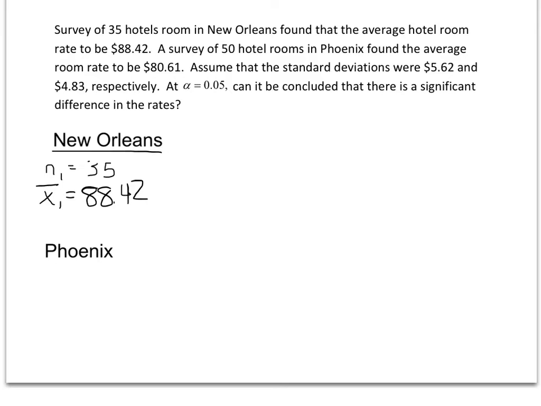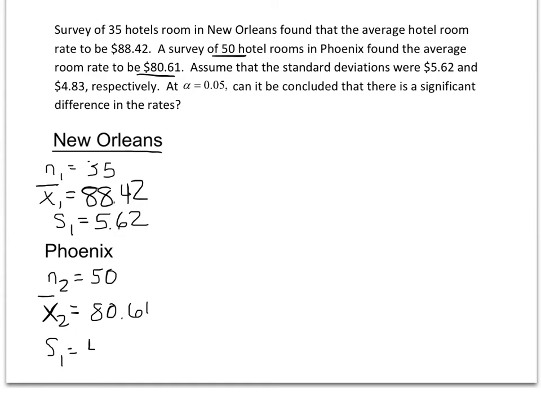We go by Phoenix. 50 hotel rooms, average of 80.61. Just marking down what I know. Standard deviations. It says $5.62 and $4.83 respectively. So New Orleans, because it came first, is the 5.62, which means Phoenix must be the 4.83.